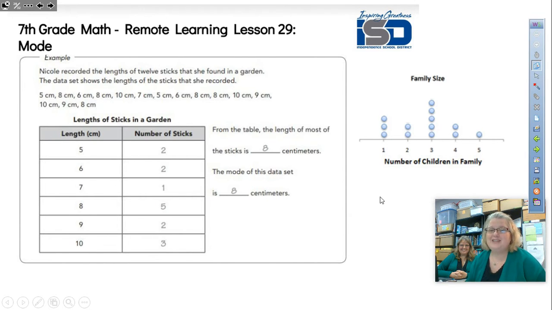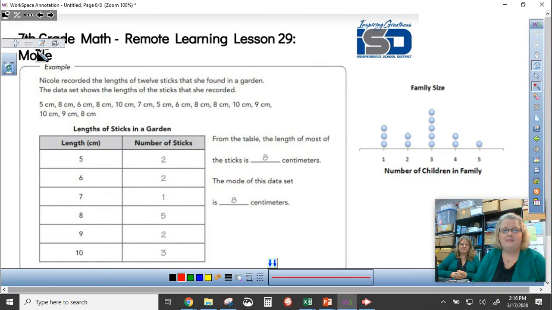Right now, we're going to be talking to you about mode. And when we talk about mode, we are talking about what happens the most. Mode and most sound a lot alike. So when we're looking at what happens the most, you can either look at it from a set of data like you see right here.